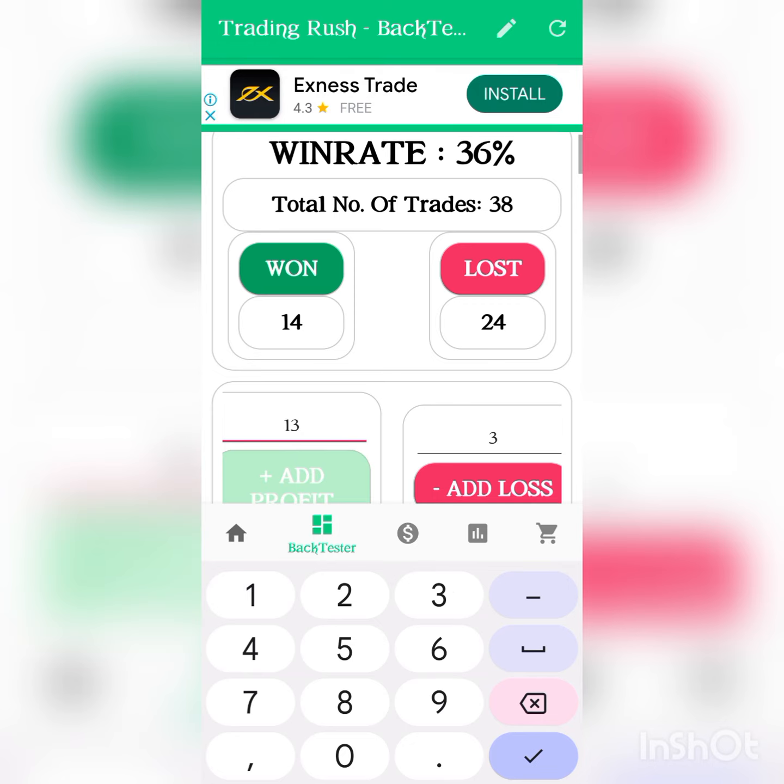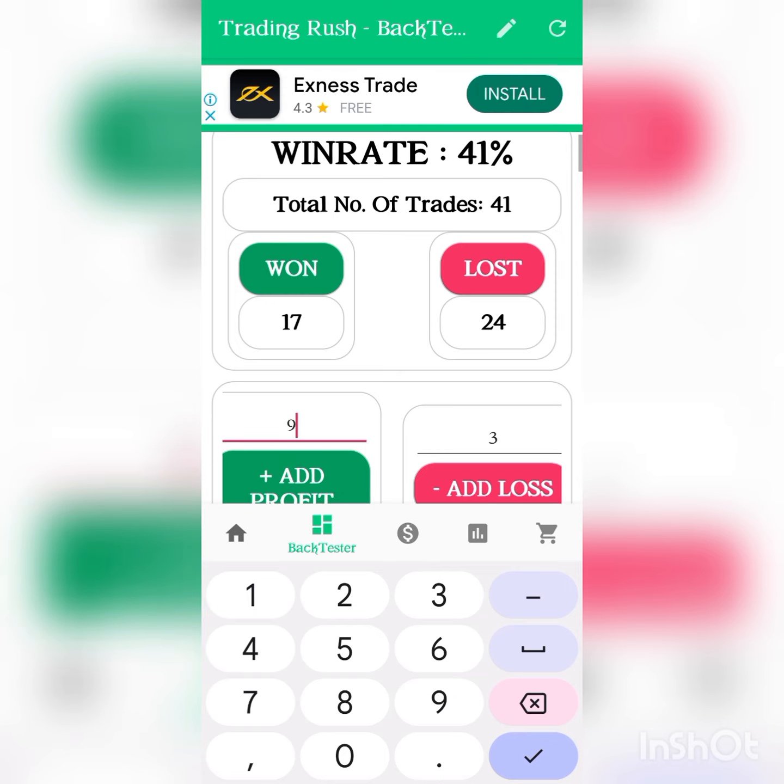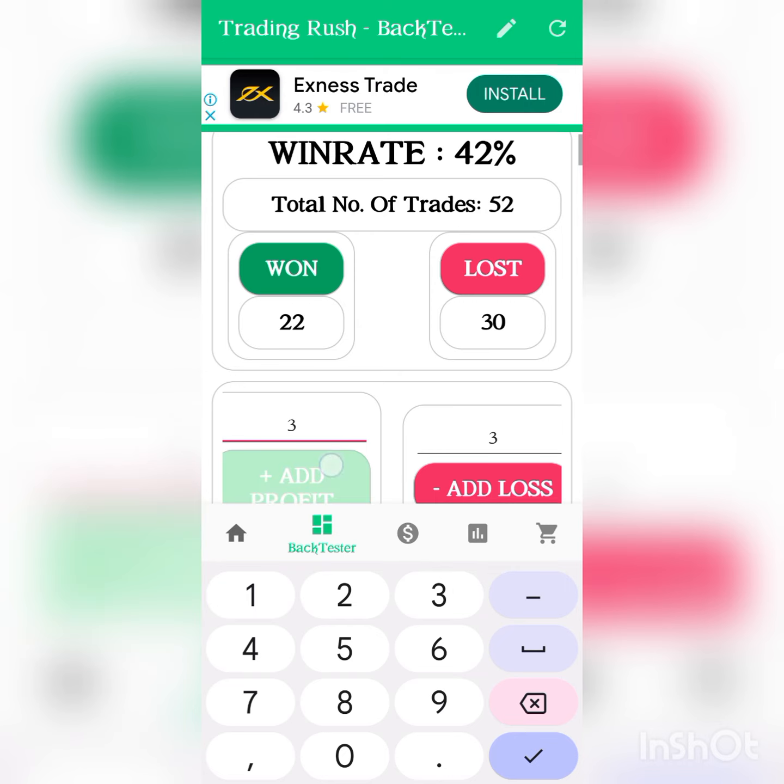Now we go 13%, we add our profits. Loss is still 3% consistently, right? 6%, 9%, we keep going, 3%, and so on and so forth. So we're going to continue this with all the trades. We backtested about 69 trades, so we're going to input all the figures.